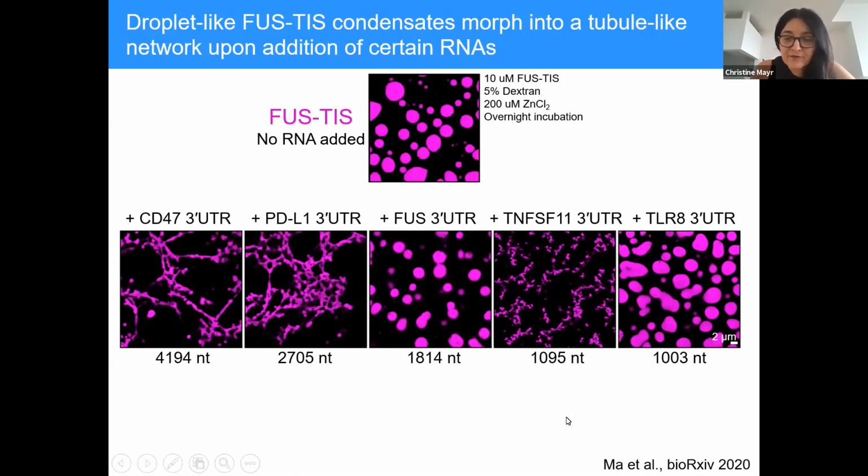So then my postdoc, Mayr, from that moment on, he always did size-matched pairs. And you see the size is not the important determinant because we have 3' UTRs that are around 1,000 nucleotides that can form a mesh and others cannot. Of course, we wanted to know what's the difference between them.